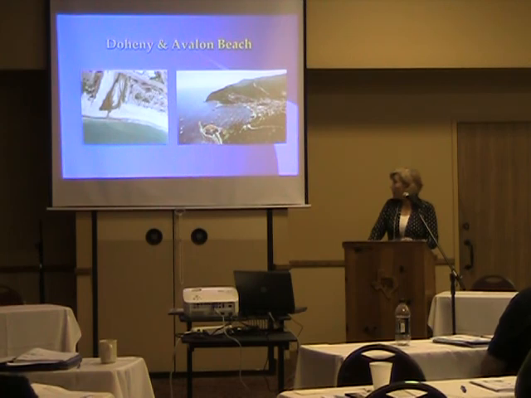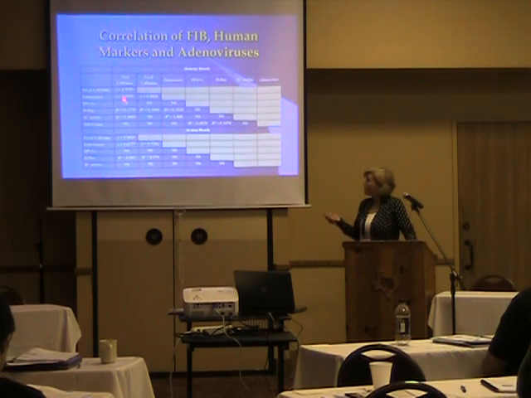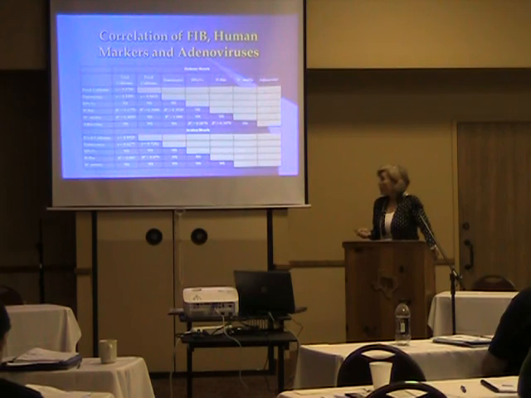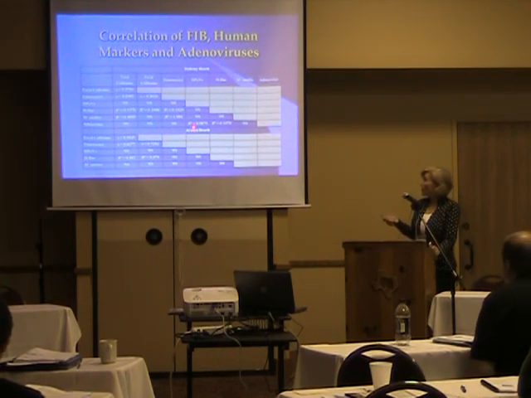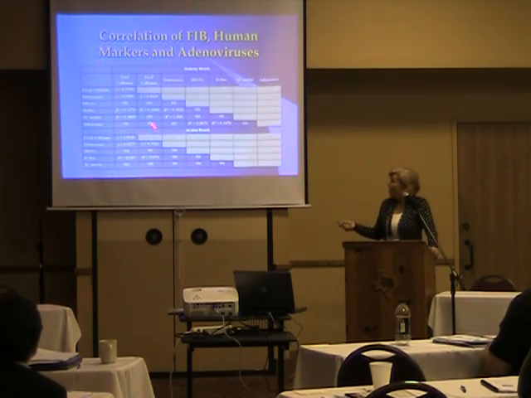One thing I do want to show you is from a study that we did in Doheny and Avalon Beach, in conjunction with the Southern California Coastal Water Research Project. We were testing for indicator bacteria, and we also tested for human polyomaviruses. This is a human-specific virus. It's found in about 30% or so of individuals. And we were also testing for Bacteroides and M. smithii and adenoviruses. And what we found was that human polyomaviruses and HF183 were correlated significantly to detection of adenovirus in the Doheny Beach samples.